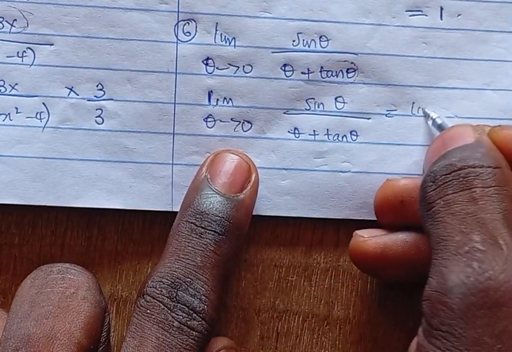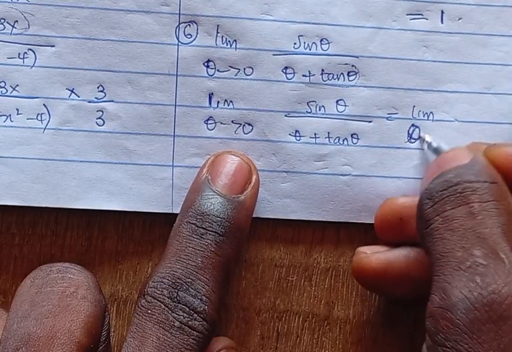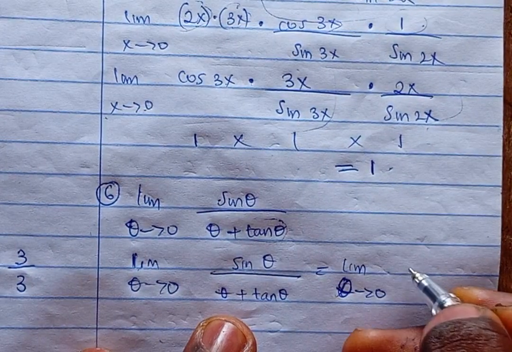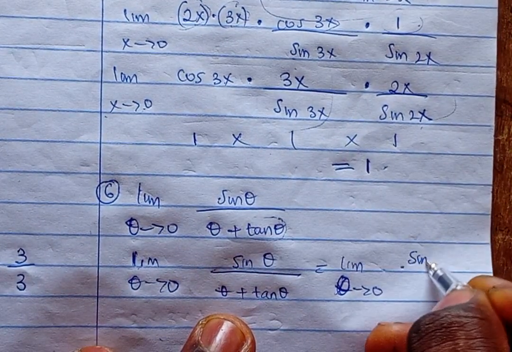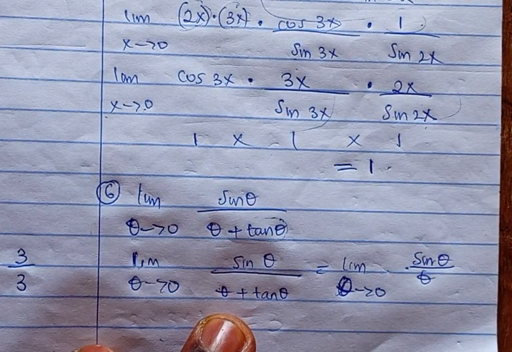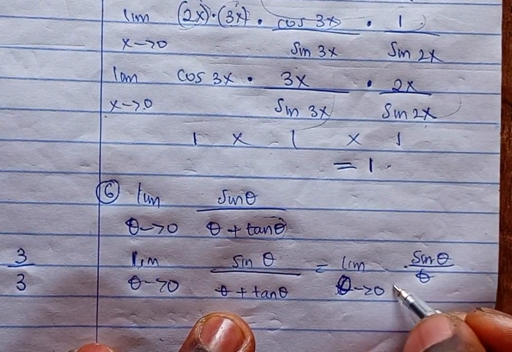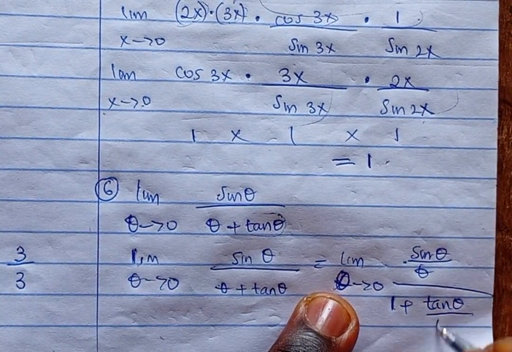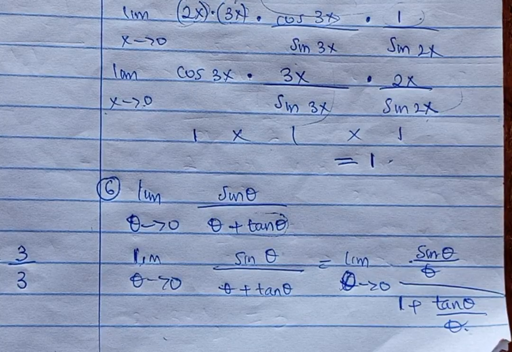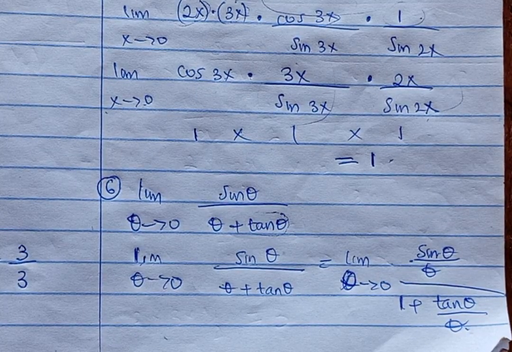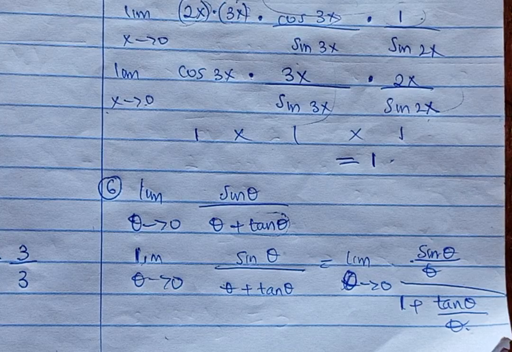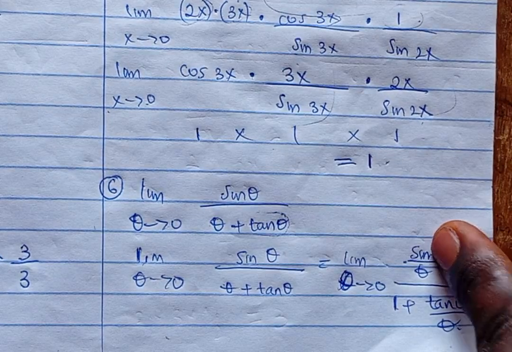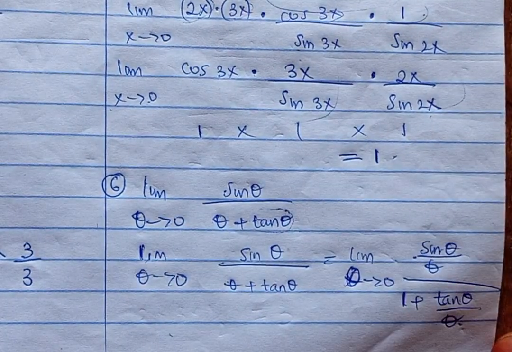So the limit as theta tends to 0 of, divide both the numerator and denominator by theta. It won't change the concept or the question, over 1 plus tan theta over theta. Now I can easily distribute the limit into each of them. As this one tends to 0, it is 1. This one tends to 0, it is 1. So I have that 1 divided by 1 plus 1, which is 2.